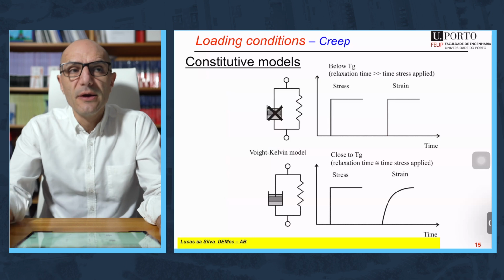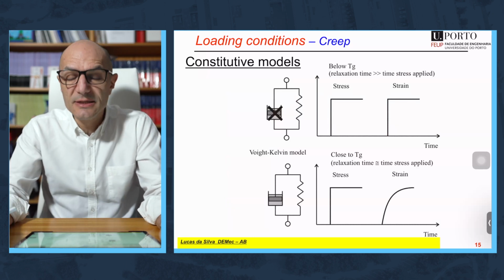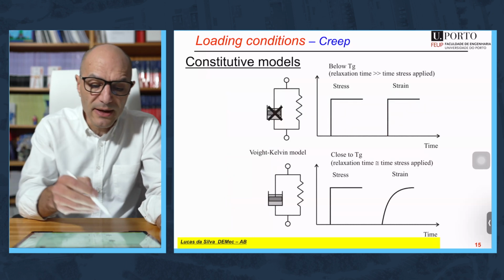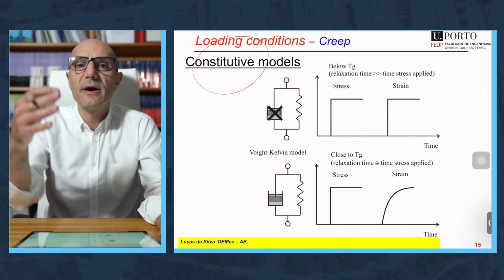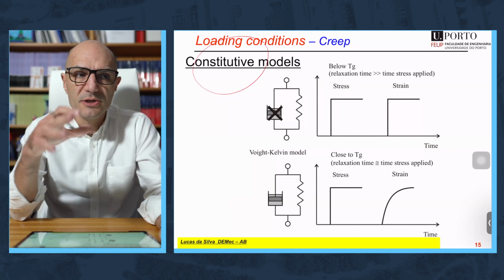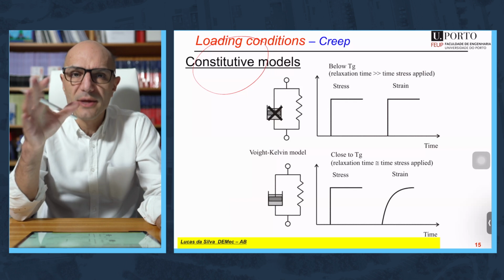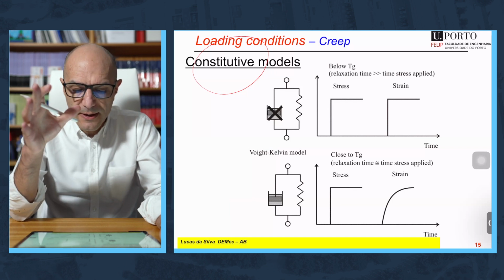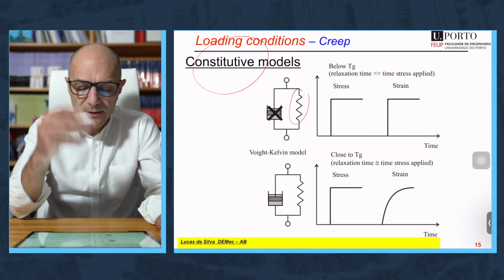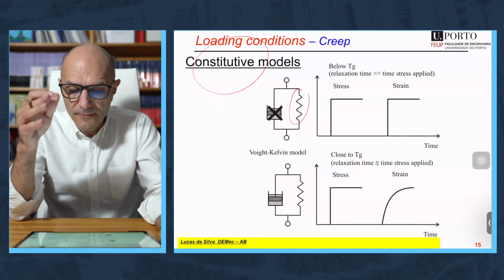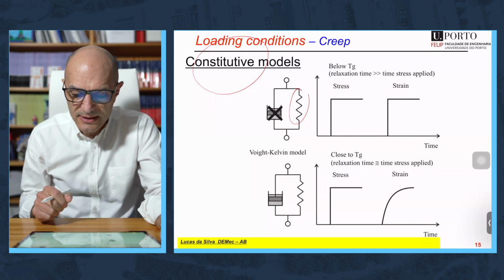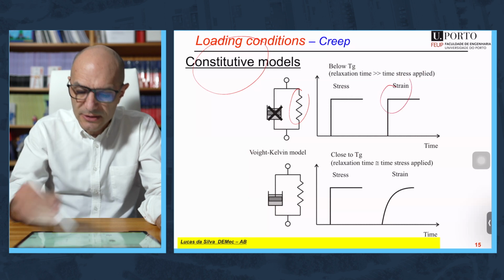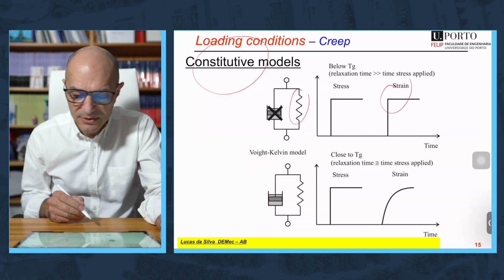In talking about relaxation, this is very important and has a big impact in the constitutive models that are used for the adhesive. If you are at a temperature that is well below Tg, you don't really need to worry about relaxation problems. And just a Hookean spring will be enough because the relaxation time is way higher than the time stress applied. You have an instantaneous response in terms of strain.